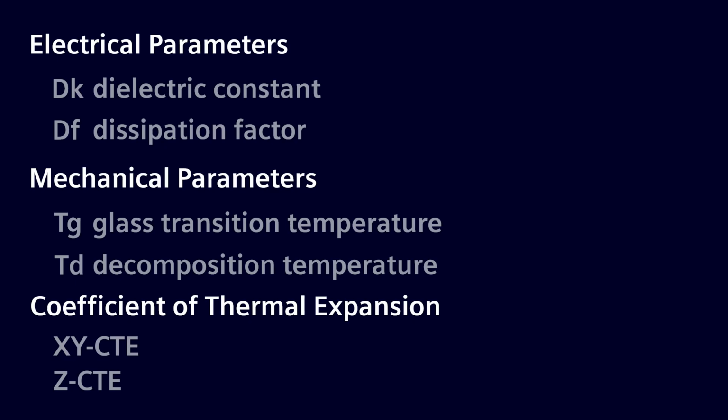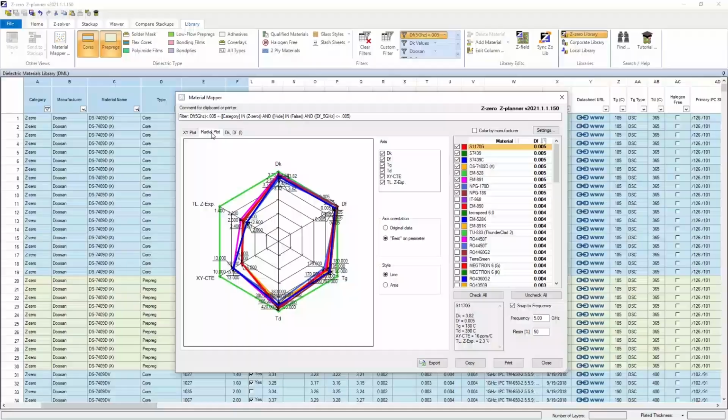And then there are coefficients of thermal expansion, our XY coefficient of thermal expansion, and our Z CTE. Other less significant mechanical parameters like Young's modulus, Poisson's ratio, peel strength, and water absorption may be important in unique instances, but are generally less important as a whole when looking at material selection. It is these mechanical parameters battling against the electrical parameters that form the crux of dielectric material selection.